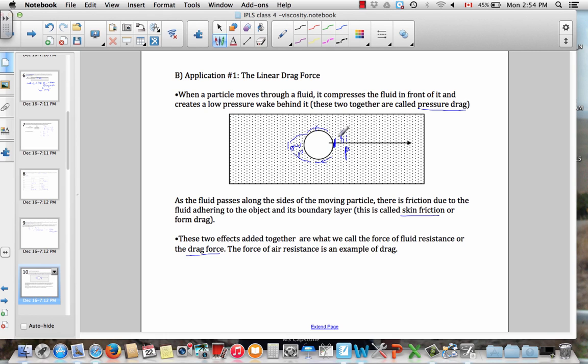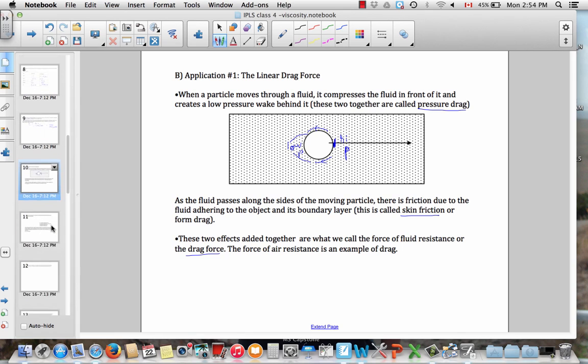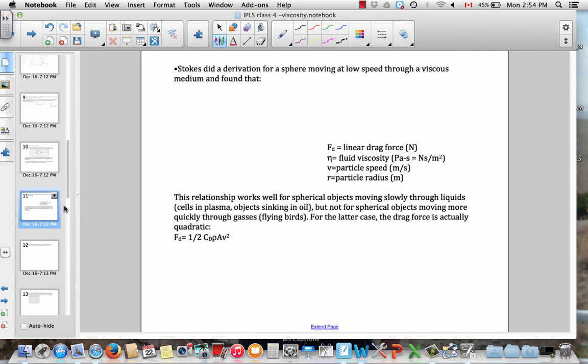There would still be high pressure in front of the rock, low pressure behind, and there would still be skin friction as the air flowed past the rock on both sides. Now, there was a derivation done for a spherical object moving at fairly low speed, and in that case, if the speed is low and the medium is quite highly viscous, then you actually get a drag force that is linear.